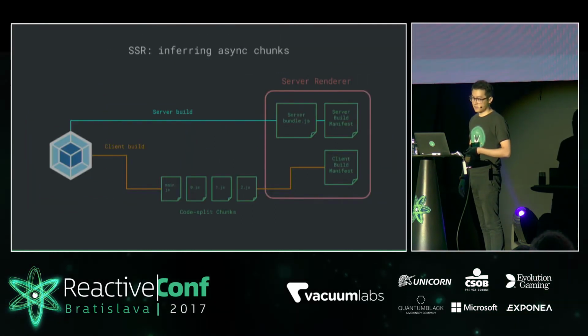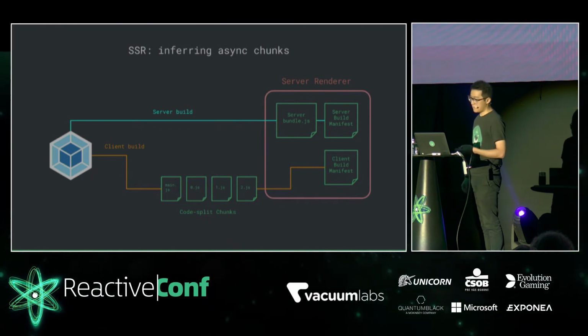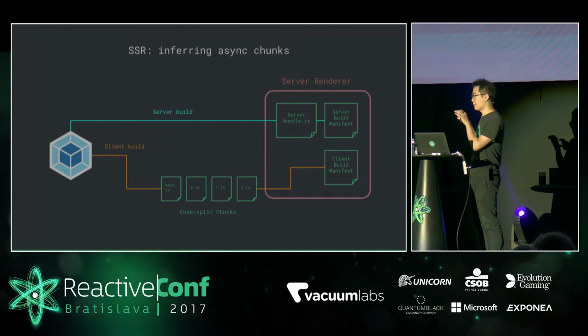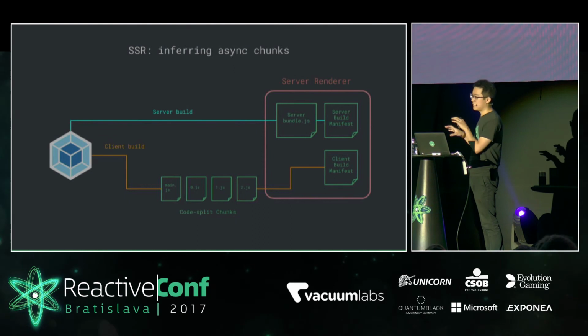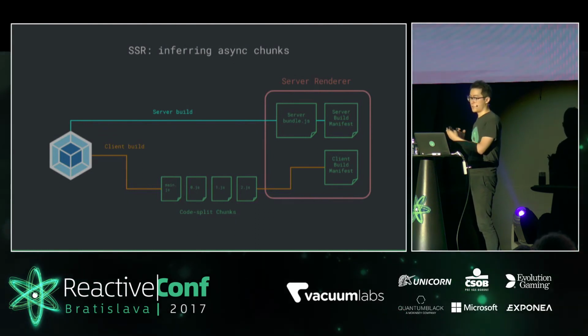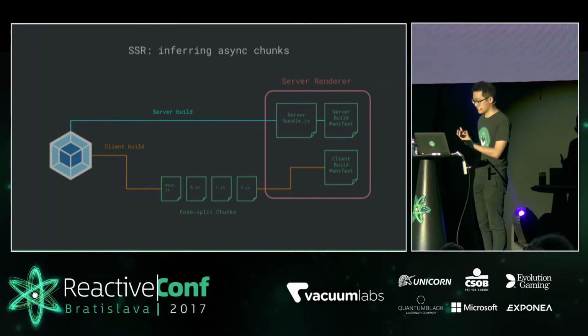And then during server-side rendering, we also have some build time optimizations by generating two build manifests from Webpack. We generate one manifest for the client and one manifest for the server. And when we set up the server renderer, we can compare the two manifests and infer the async chunks.